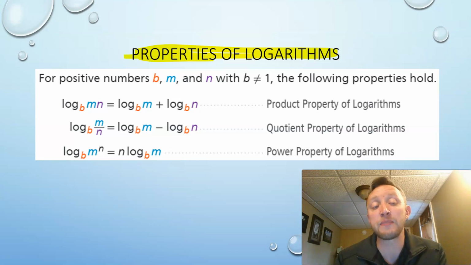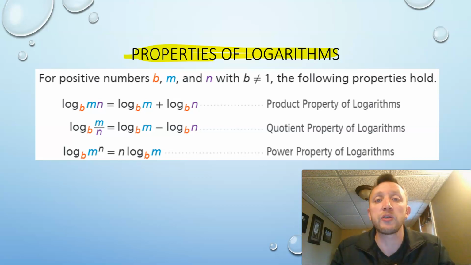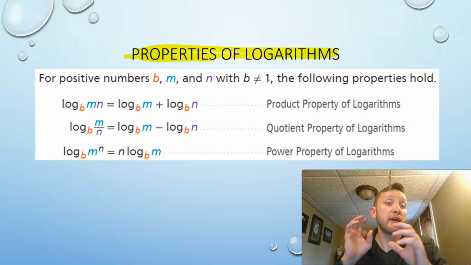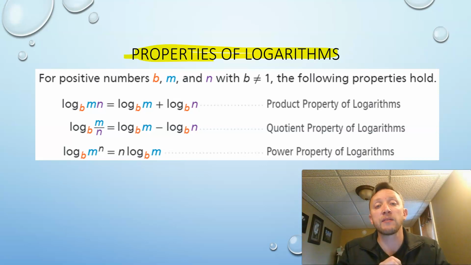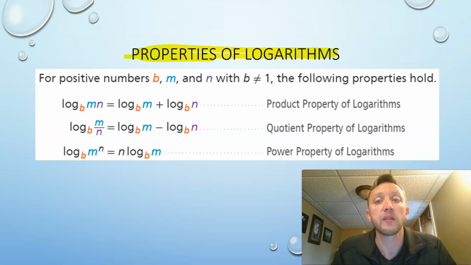Well, if we have the log base b of m times n, what we just found in this discovery thing that we just did on the previous slide is that we could find the log base b of m times n by adding the values: log base b of m plus log base b of n. That's what we did there. We added those y values. When we knew that 5 times 3 is 15, to find the answer, we could take the y values and add those together. That's the product property of logarithms.